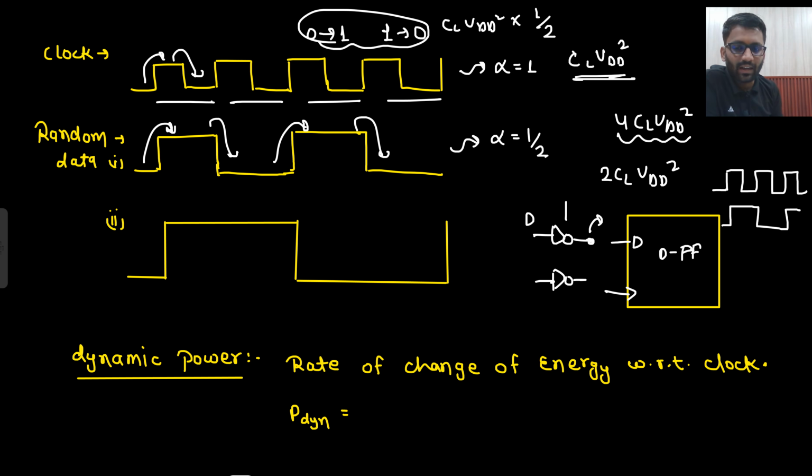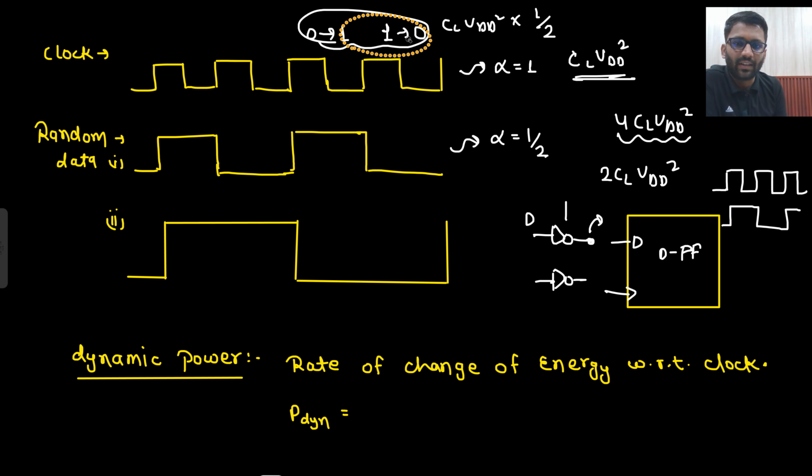For this, what is the activity factor? For the next waveform, tell me the activity factor. That would be 1 by 4. So I will erase everything.